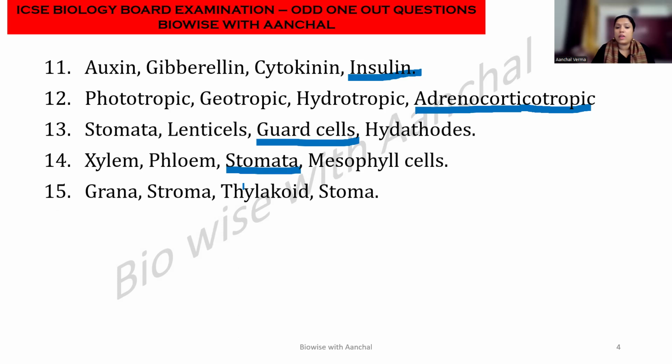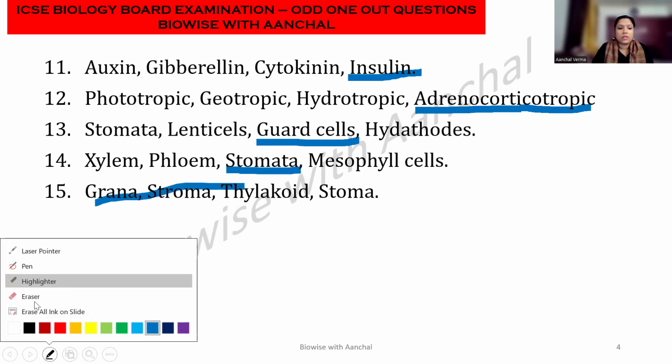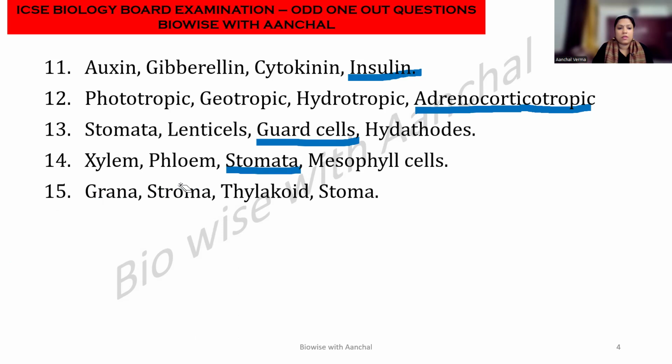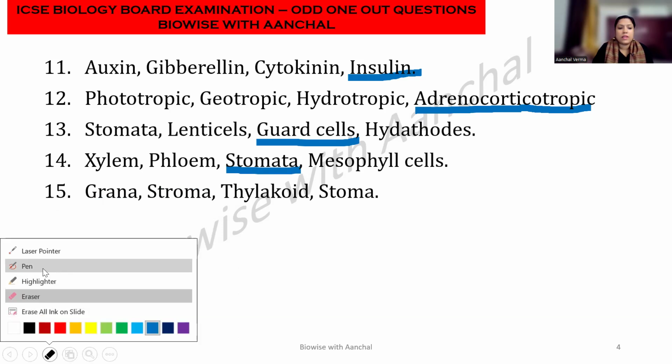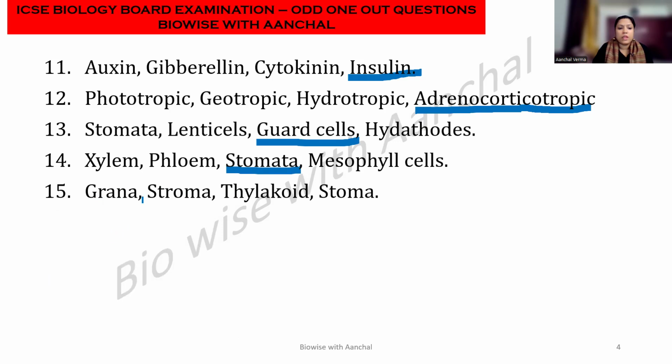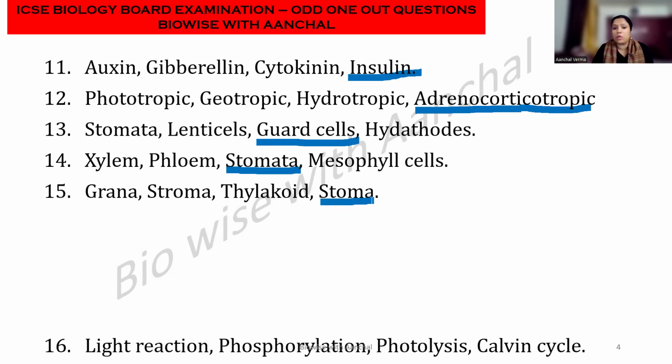Grana, stroma, thylakoid, stoma. Now next one you can see, grana. What would be the answer? Write it in the comment section. Grana, stroma, thylakoid, stoma. Here the answer is stoma. Stoma is the singular of stomata. The rest are the components of the chloroplast. Grana, stroma, thylakoids are the components of the chloroplast.